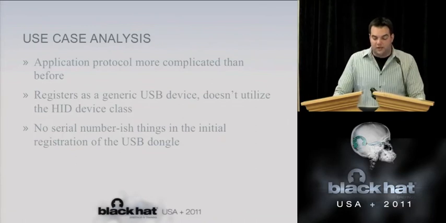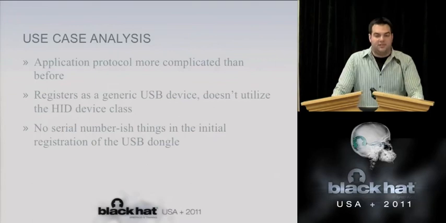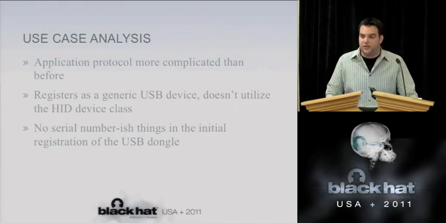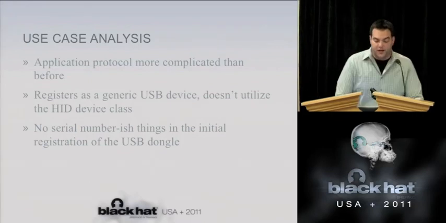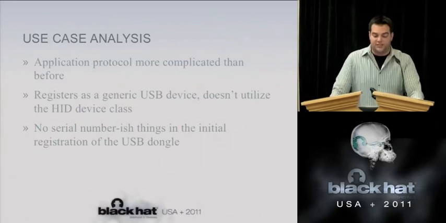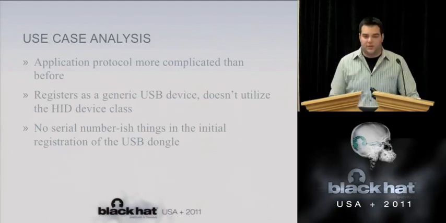As I mentioned, it no longer registers as a HID device when you plug it in. It has its own device driver, so they wrote their own, not using a class driver, but using the direct control transfer messages. They're sending that across USB to communicate. And in the initial registration, when you plug in this generic receiver, no serial number-ish things are being sent, right? That's kind of expected because this is a generic receiver. You can swap them out across different tokens and use them.